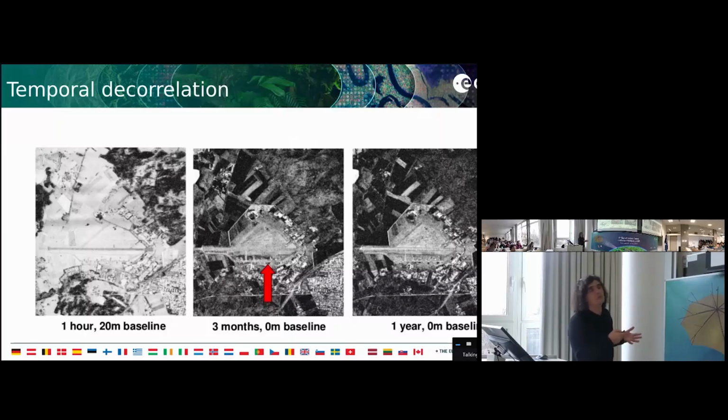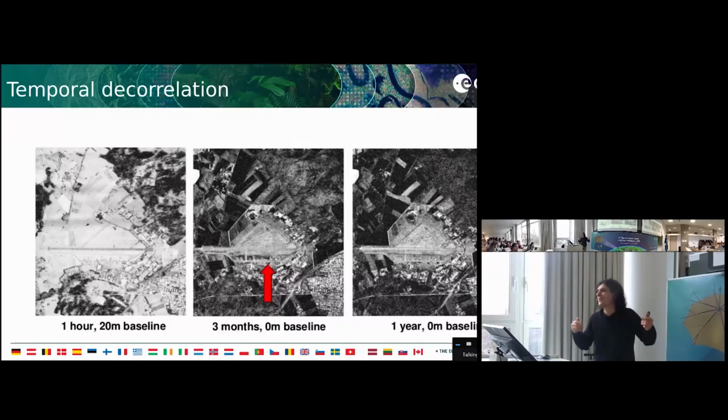These are agricultural fields, so people were working in the fields, the humidity is changing, there can be wind, the plants can be growing, and the speckle you get 3 months later has nothing to do with the one you got during the first acquisition. And we see that most of the scene has a very low correlation, except urban environments and buildings, because the reflectivity of the buildings doesn't change over time. There's nothing growing on the roofs.